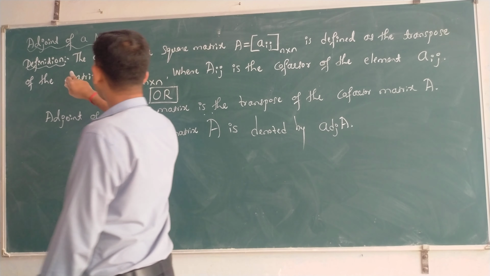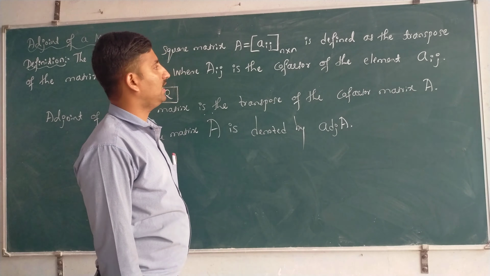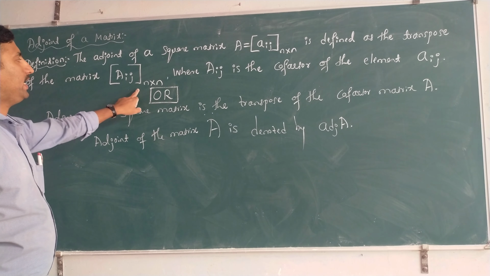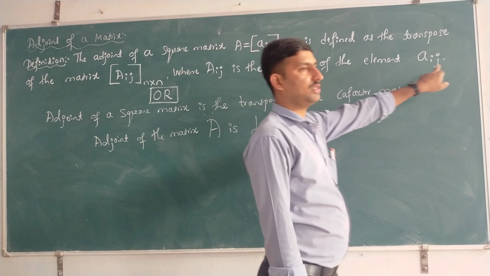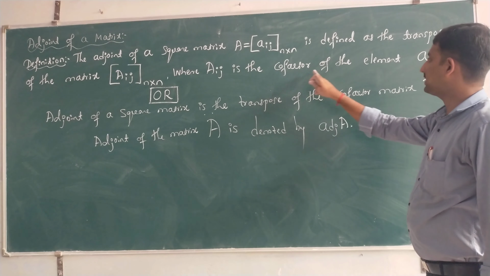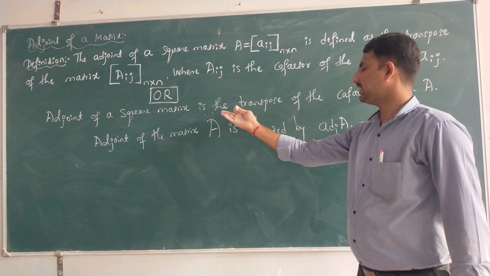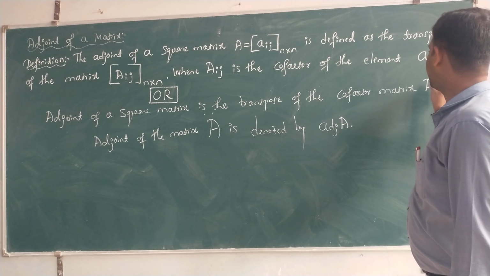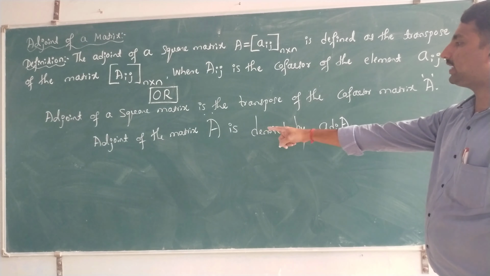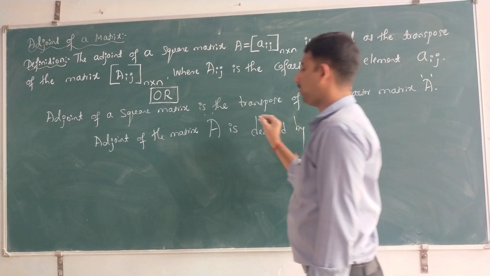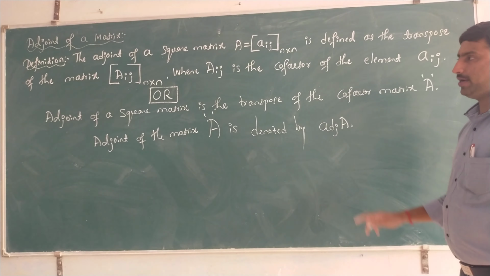The adjoint of a square matrix capital A, equal to Aij, n cross n, is defined as the transpose of the matrix capital Aij, n cross n, where capital Aij is the cofactor of the element small aij. Or better, we can write: the adjoint of a square matrix is the transpose of the cofactor matrix of capital A. The adjoint of the matrix capital A is denoted by small adj of A.